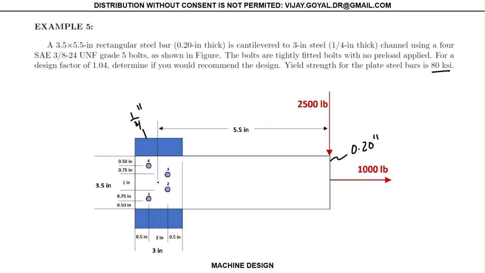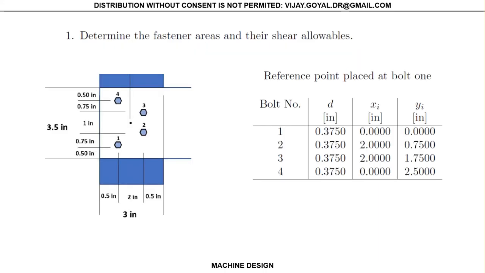Okay, so the first thing you want to do is find the fastener areas. You want to find everything you need from the problem. I always like to set up a coordinate system. I place my coordinate origin right here. So this is my 0, 0.